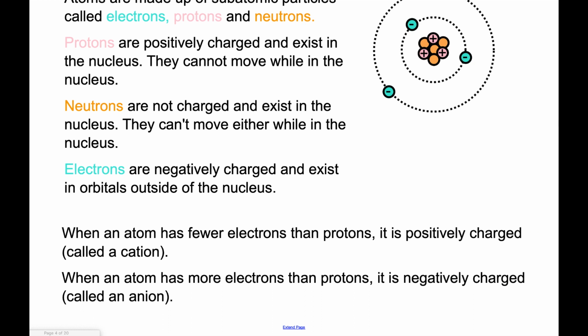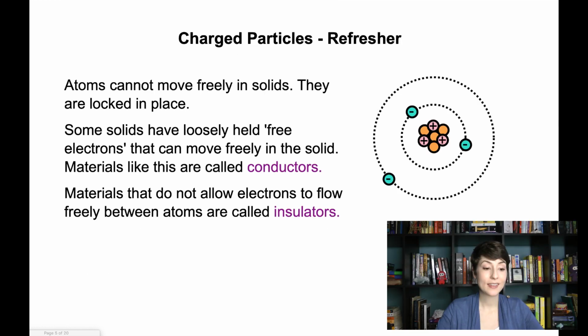When an atom has fewer electrons than protons, it's positively charged, and we call that a cation. When an atom has more electrons than protons, it's negatively charged, and we call that an anion.